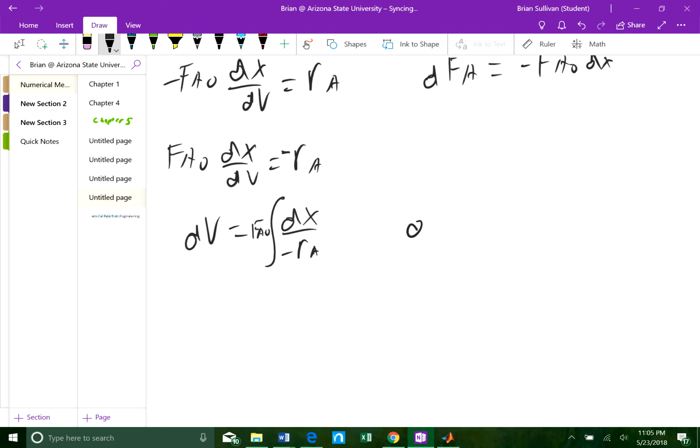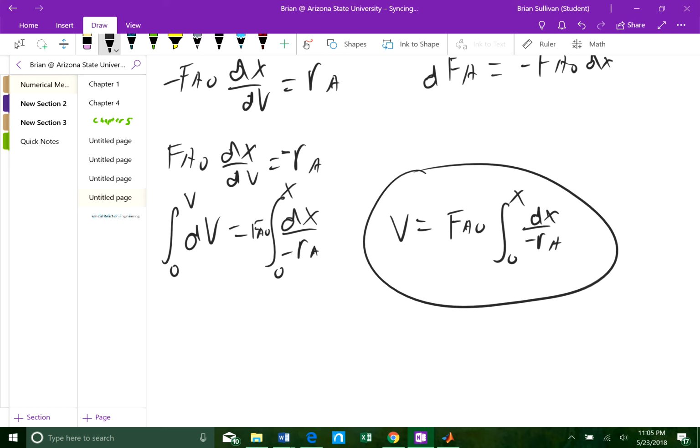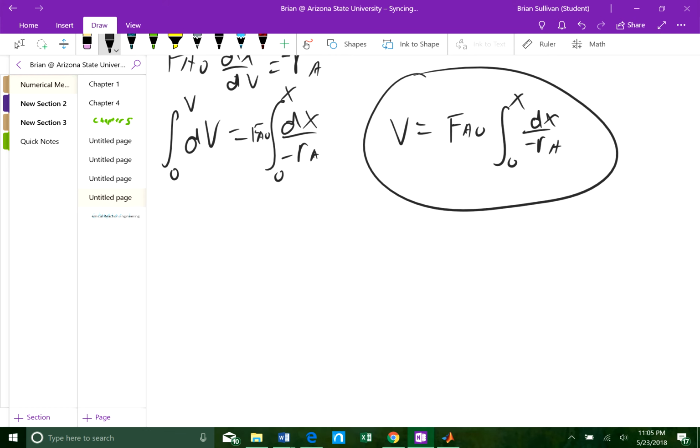So this is the generic equation. I should put here, 0 to V, and this would be 0 to X. So your generic equation is basically the volume is equal to FAO, integral from 0 to X, dx over negative RA. And you'll use this one for all your stuff. Negative RA can be substituted in for first order, in case it looked like this. Negative RA could be substituted in terms of second order, and so forth.